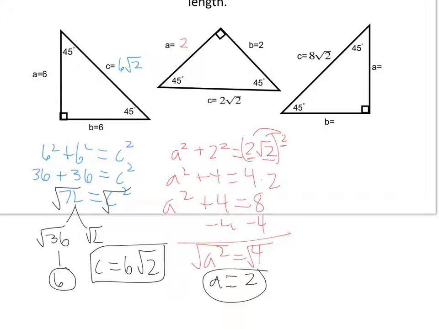Now let's look at the triangle 2 that we just completed. Both of the legs were the same, they were both 2, and the hypotenuse was the same number as the leg times the square root of 2. Are you starting to see a pattern? Well, let's look at the third example just to make sure.